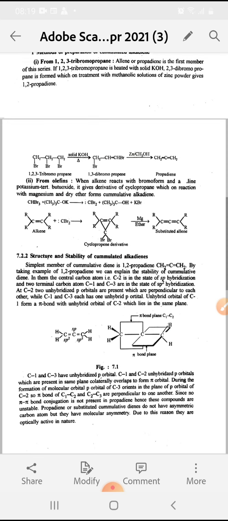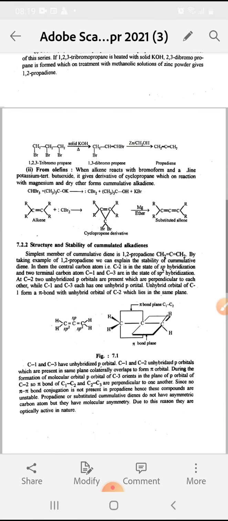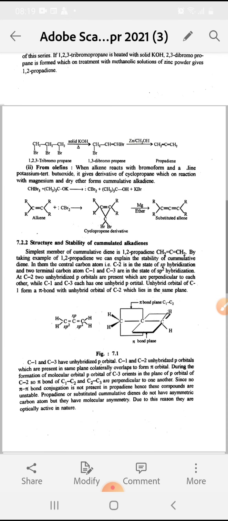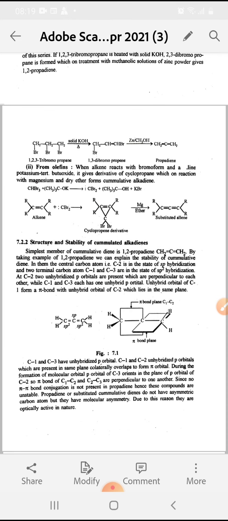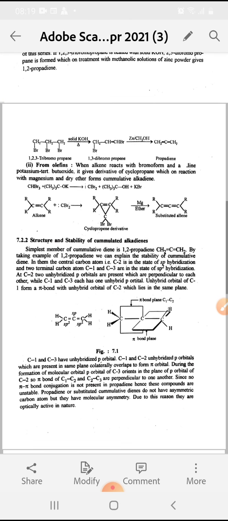The second method of preparation is from olefins. When alkene reacts with bromoform and alkaline potassium butoxide, it gives derivatives of cyclopropane, which on reaction with magnesium and dry ether forms cumulated alkadiene.